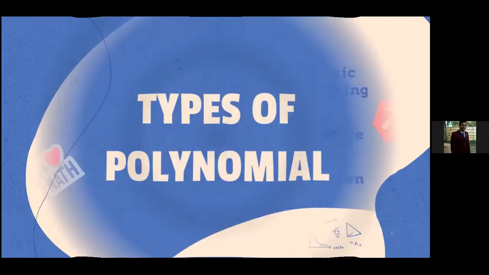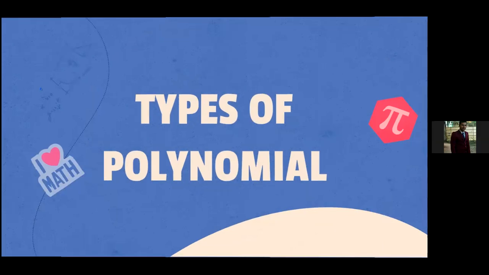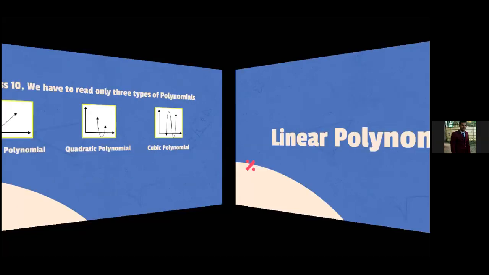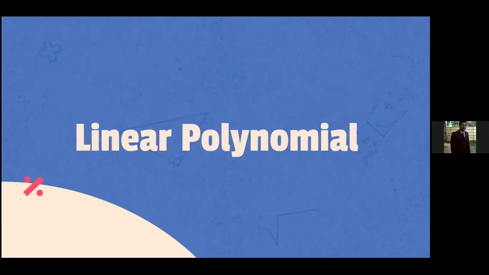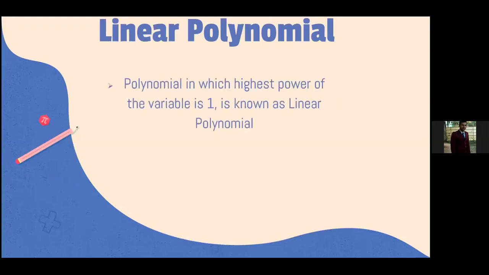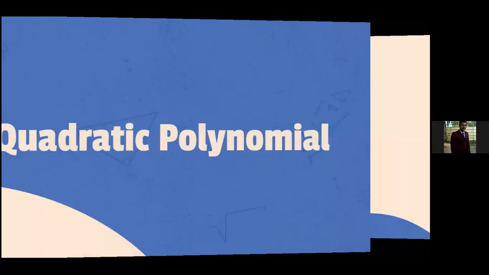Now we will deal with the types of polynomials. In our standard, we have three types of polynomials: linear polynomials, quadratic polynomials, and cubic polynomials. So what is a linear polynomial? A polynomial in which the highest variable exponent is 1 is known as a linear polynomial. When plotted on a graph, it gives us a straight line, and we write it as ax plus by plus c.